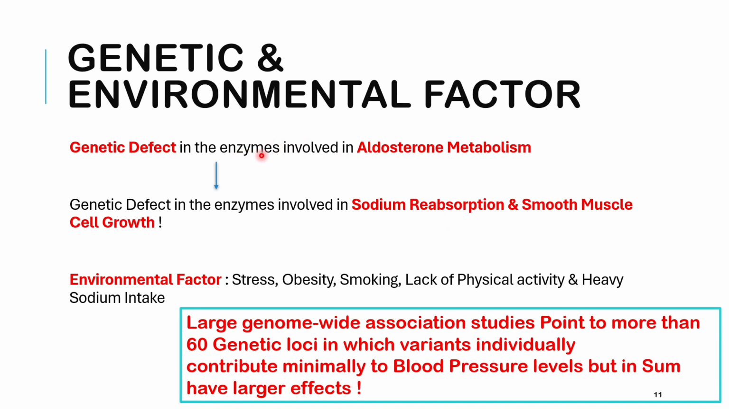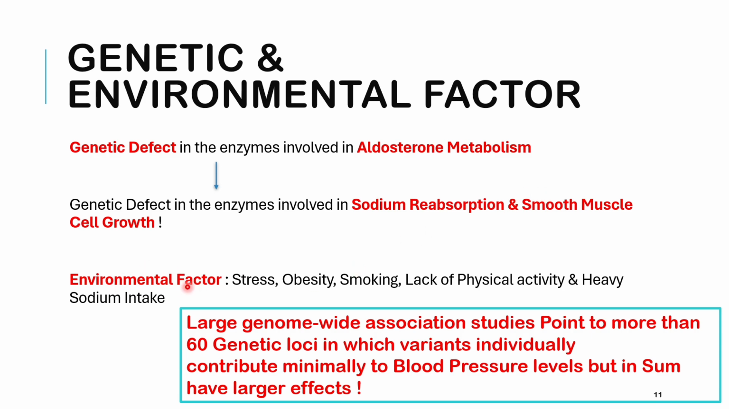If you have a defect in an enzyme that is involved in aldosterone metabolism, then you have more aldosterone in your blood, and more aldosterone will lead to more sodium reabsorption, so increased blood volume and hypertension. If you have smooth muscle cell growth, then there will be structural change in the vessel wall, which will lead to peripheral vascular resistance, so hypertension.